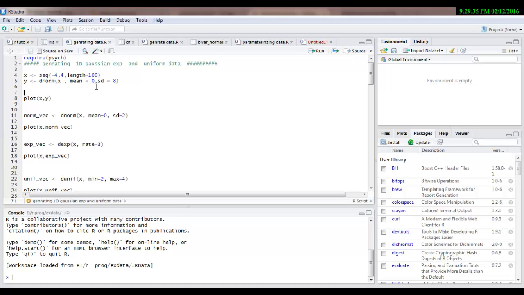So now we are going to learn about generating data. First of all, the very first kind of generation model that we are going to see is Gaussian. So 1D Gaussian we are now going to generate.